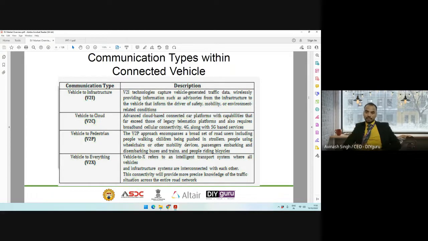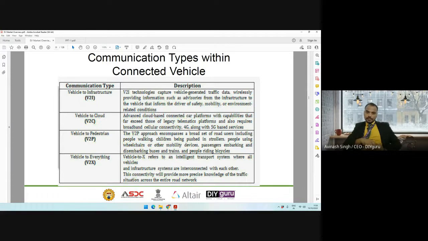Vehicle to X refers to an intelligent transportation system where all vehicles and infrastructure systems are connected with each other. This connectivity will provide more precise knowledge of the traffic situations across the entire road network. So this sort of communication protocols is making sure that your transport system is pretty safe, right? It's not something that you are not able to predict what is going to be there in the near future. You can very well predict that, okay, this is what is there in terms of traffic congestions and all.